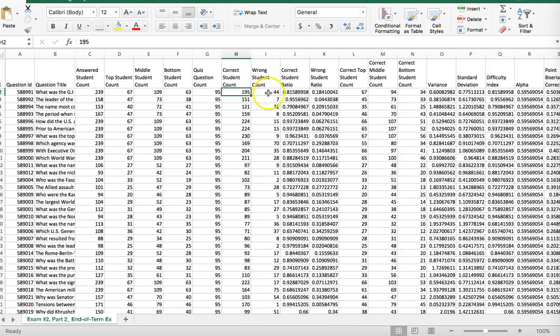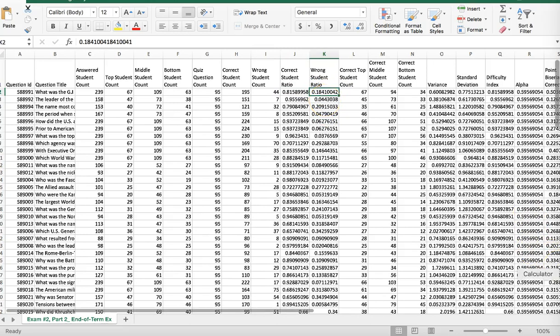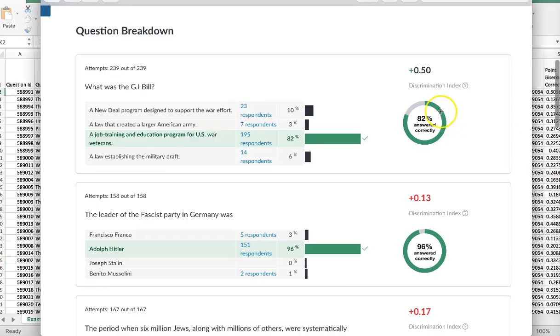This is the same numbers, but in proportion. So it adds up to 100% of the students who were exposed. So if you were to take 195 divided by 239, you're going to get 0.81, which means of the students who were exposed to the question, approximately 82% got it correct, and approximately 18% got it wrong. And that's where this number comes from. Okay?